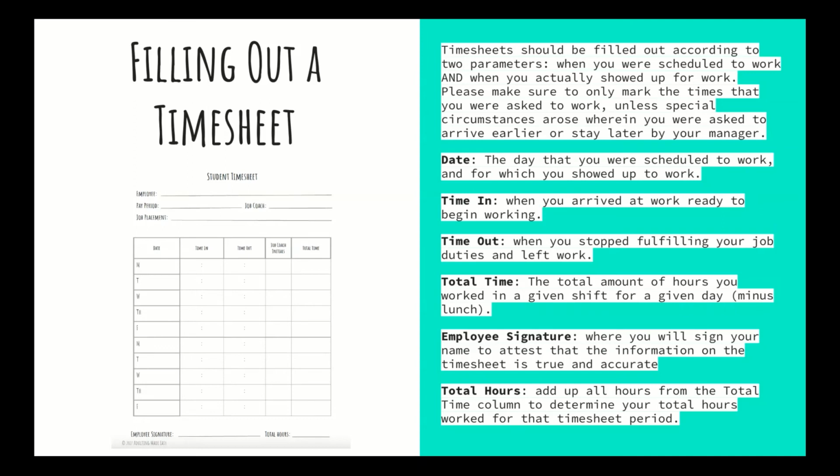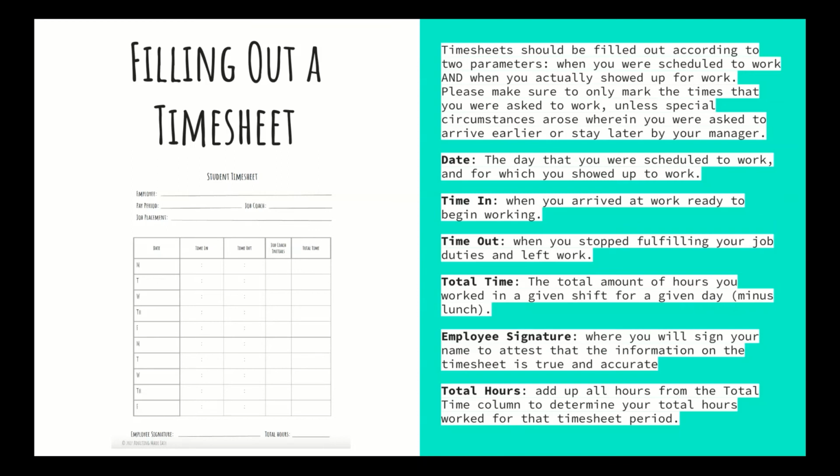So information that will always be on a timesheet: the date. The date is just the day that you were scheduled to work and for which you actually showed up to work, okay? So maybe it's Tuesday, February 16th, today, right? Maybe you were scheduled to work today. You would put down the date written in day, month, year format.